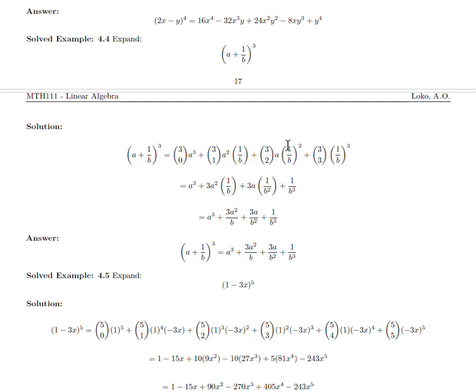So in case it's not 1, the number will change. Let's say it was 2 over b, for instance. You have 2 square, which will be 4 over b square. If it was 2, it will be 2 cube, which is 8 over b cube. So because it's 1, it still remains the same. So this finally is a cube plus 3a square over b plus 3a over b square plus 1 over b cube.